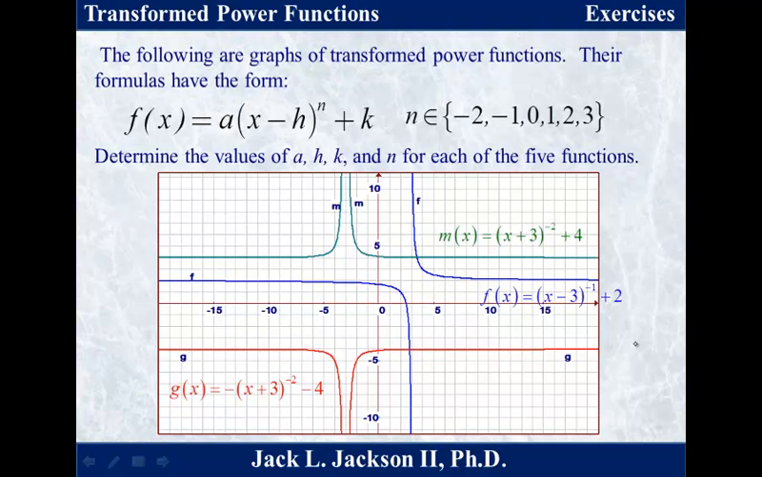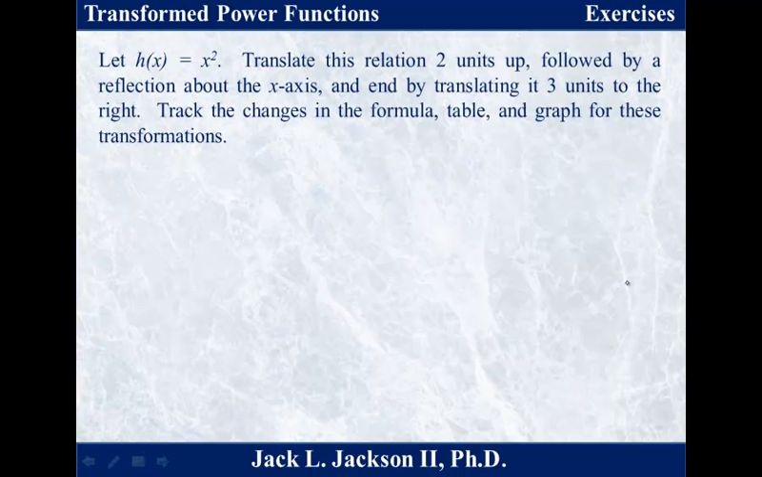So we can actually do problems like this where we see the transformed relation and then we come up with the formula. We can also do problems like this one here. Start with something basic like y equals x squared, h of x equals x squared, and we want to translate the relation in this order. Translate this relation 2 units up. Then take that transformed relation and reflect it about the x-axis. Take that transformed relation and end it by translating it 3 units to the right.